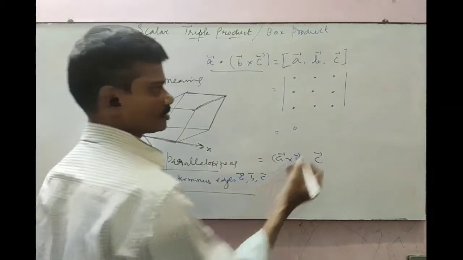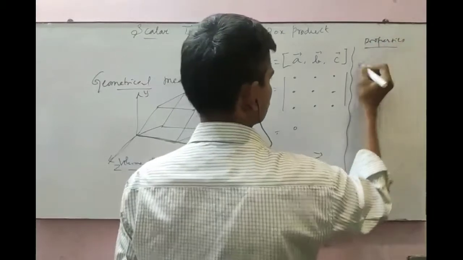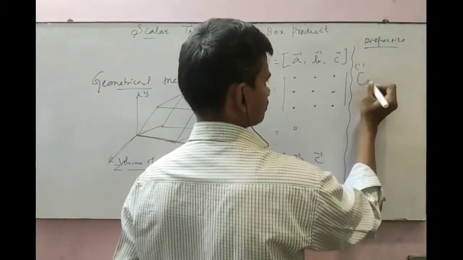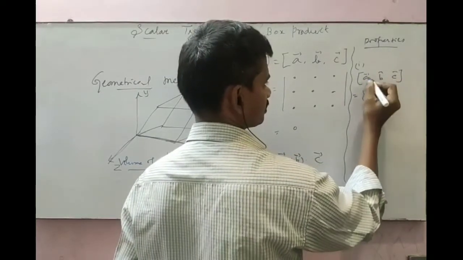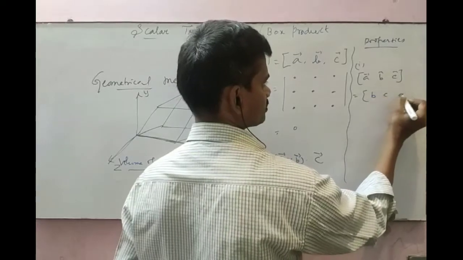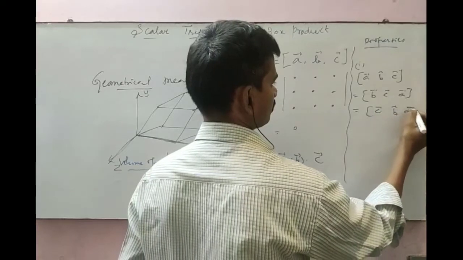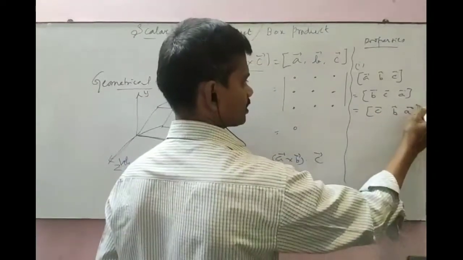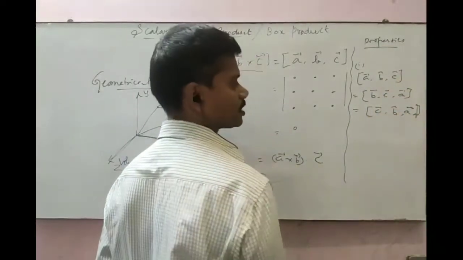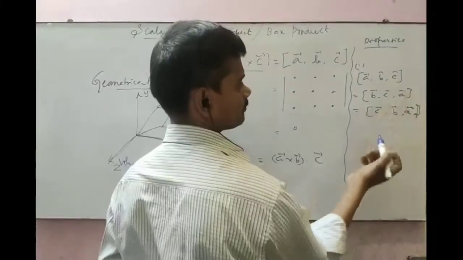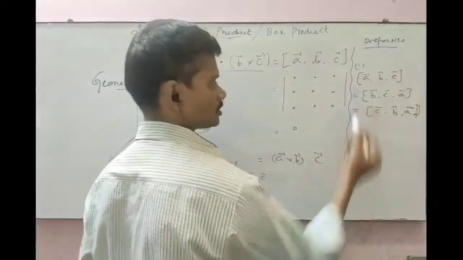Next you can see some of the important properties. The first property is you can write the box product in three cyclic orders: A B C, or B C A, or C A B. All these three give the same value, the same answer. Box product of A B C, box product of B C A, box product of C A B. So these three are equal.